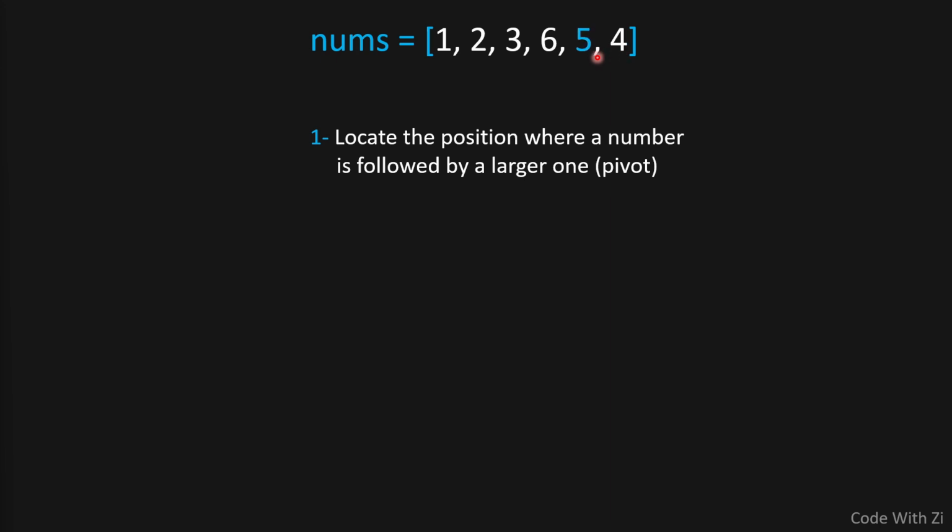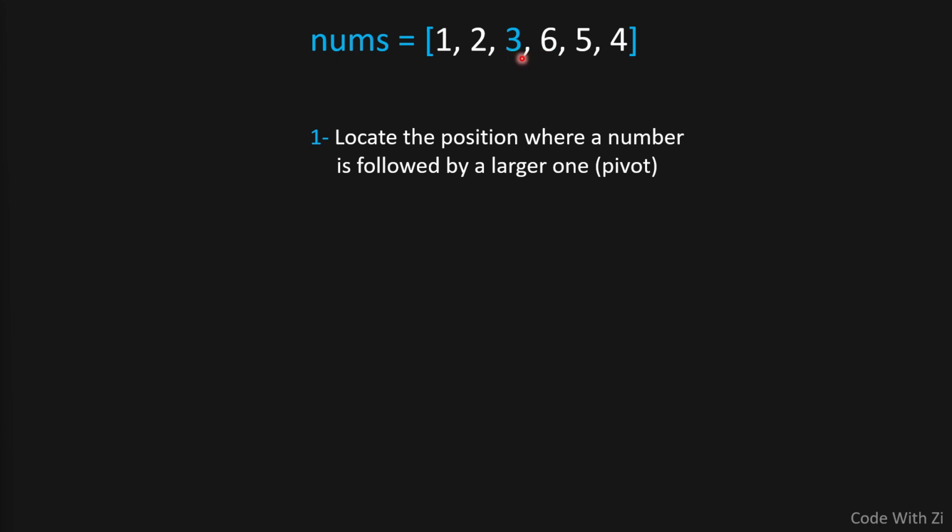Well, what about 5? Is 5 followed by a number that's actually bigger than itself? Well, no, 5 is followed by 4, and 4 is not greater than 5. So let's check the number prior to it. Is 6 followed by a number that's greater than itself? Well, no. 6 is followed by 5, and 5 is not greater than 6. What about 3? Is 3 followed by a number that's greater than itself? Well, yeah, actually, 3 is followed by 6, and 6 is greater than 3.